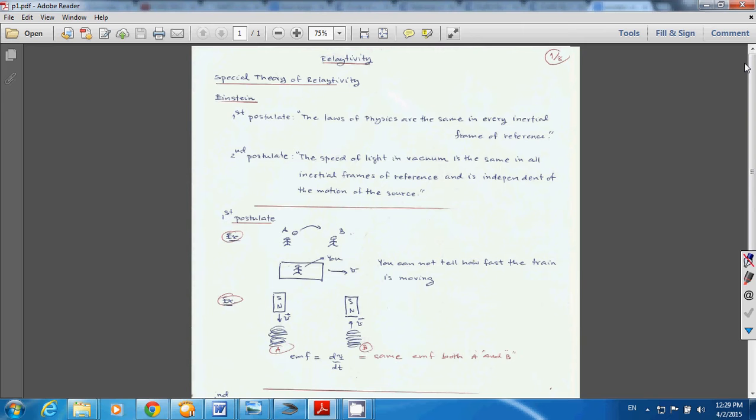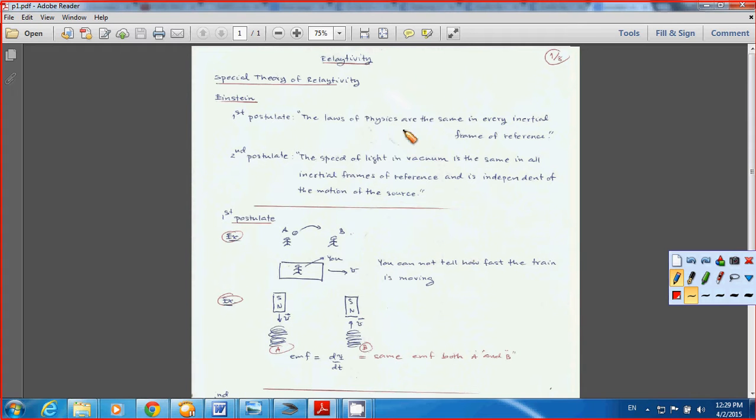For the special theory of relativity, Einstein proposed two postulates. The first one states that the laws of physics are the same in every inertial frame of reference. That means you can apply the laws of physics that you have, even Newtonian mechanics that already exist, to explain situations that happen around us, and you'll be able to apply Einstein's postulate 1.